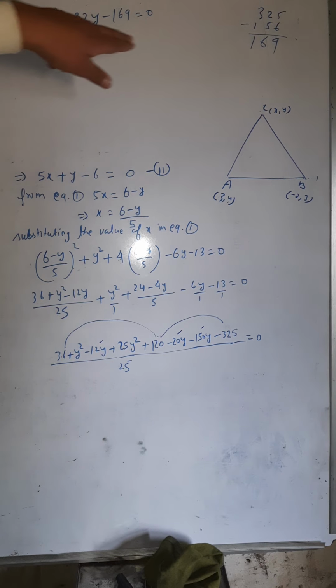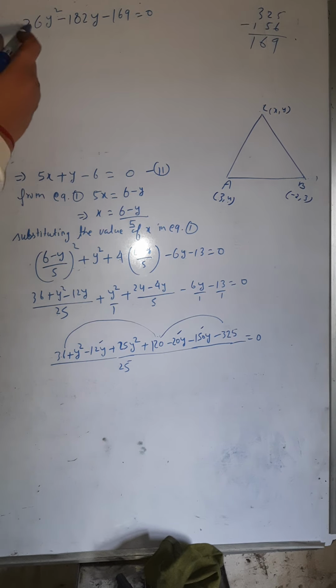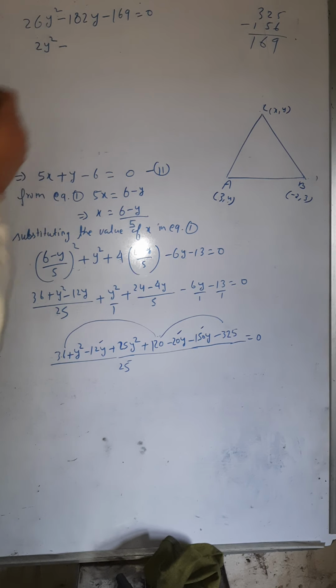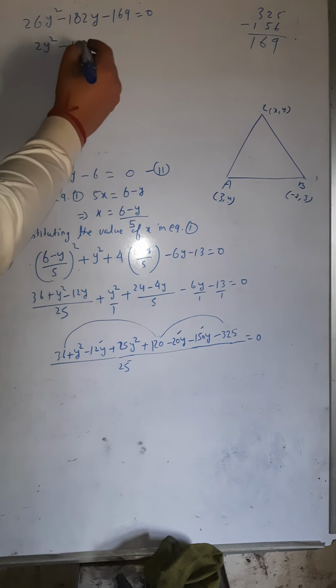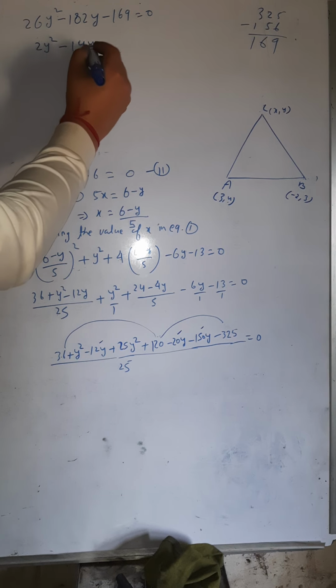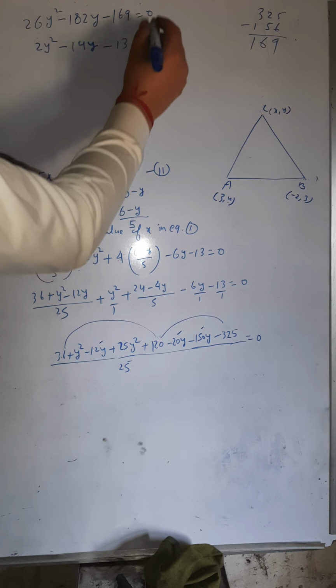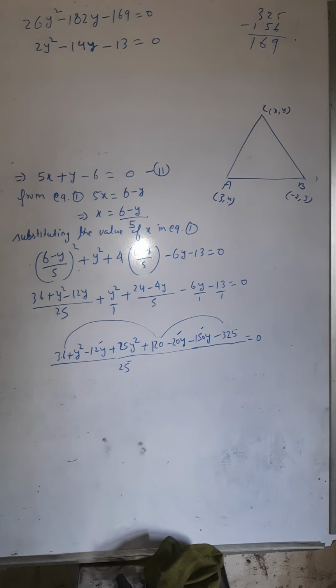Now I will divide this complete equation by 13. 13 times 2 is 26, 13 times 4 is 52, so 26y square minus 182y becomes 2y square minus 14y. Minus 13 times 13 is 169, so that becomes minus 13, and 13 times 0 is 0. I am dividing everything by 13 because all the terms are divisible by 13.